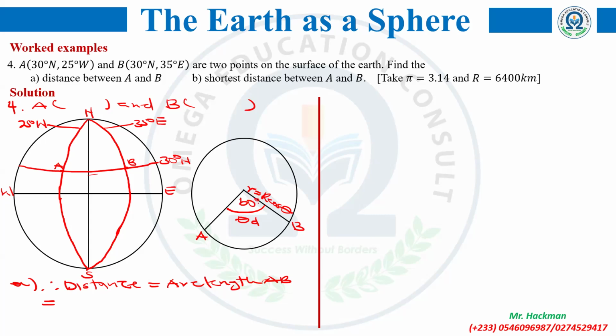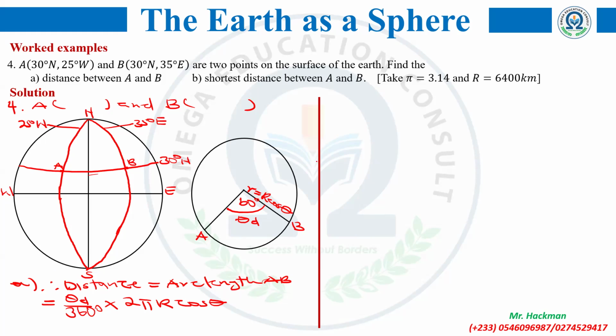Now we know that we are dealing with a small circle. So the formula will be theta sub d over 360 degrees, don't forget your degree, times 2 pi small r, but small r is R cos theta. All correct? Professors, are you there?